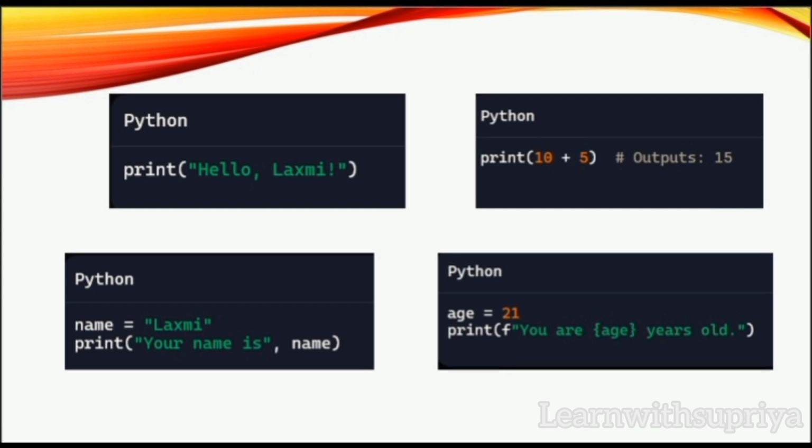As I already told you, the string output takes a string in the print statement and gives the output. Numeric output, like we discussed earlier, is print(10 + 5), which gives 15. The variable output we have already seen. If you give name = "Lakshmi" and print("Your name is", name), name is a variable, so it takes that variable and gives the output: your name is Lakshmi.